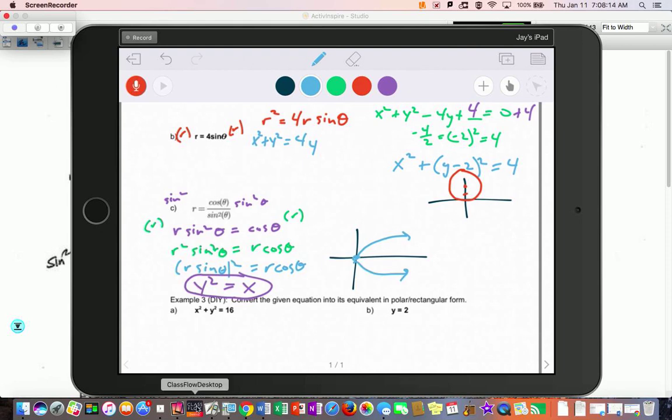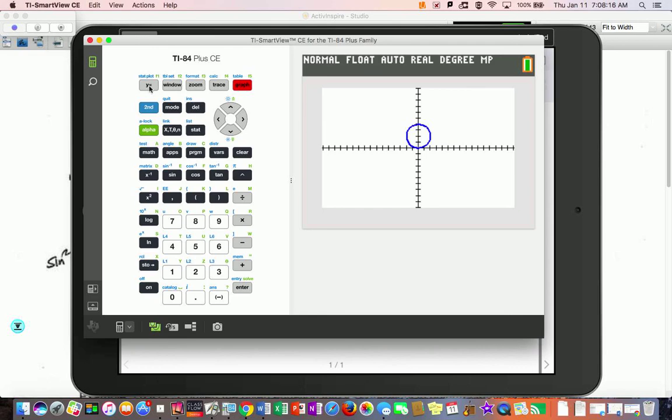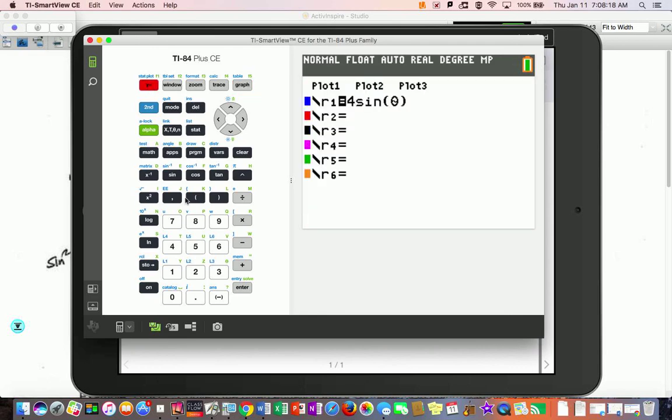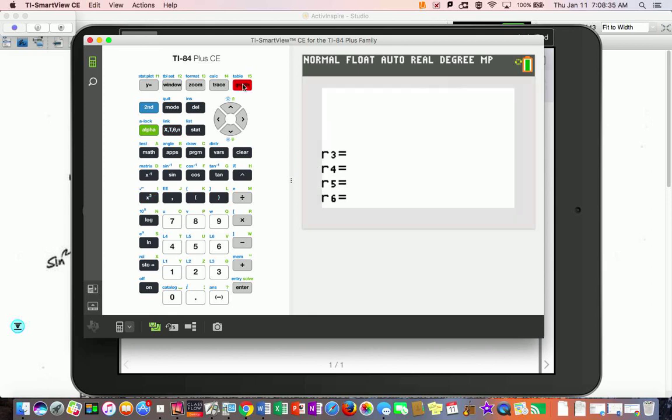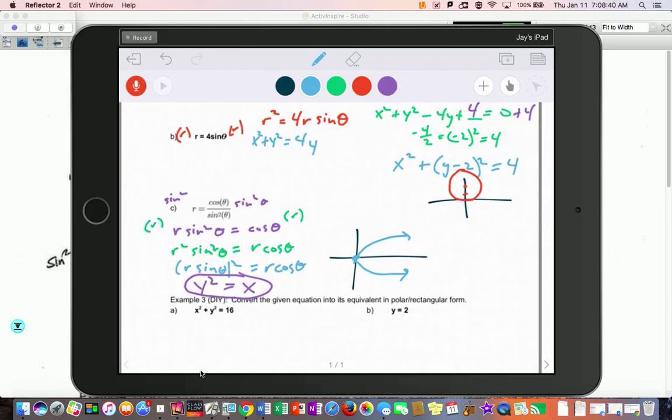So let's go back to the calculator one more time and type that in. Cosine of theta divided by sine squared. So again, you have to do parentheses first, then type in your sine of theta, close it, square it, and there's your parabola tipped on its side. All right, example 3 has 4 DIYs, so go ahead and take a look at those, and then we'll come back and look at the answers.